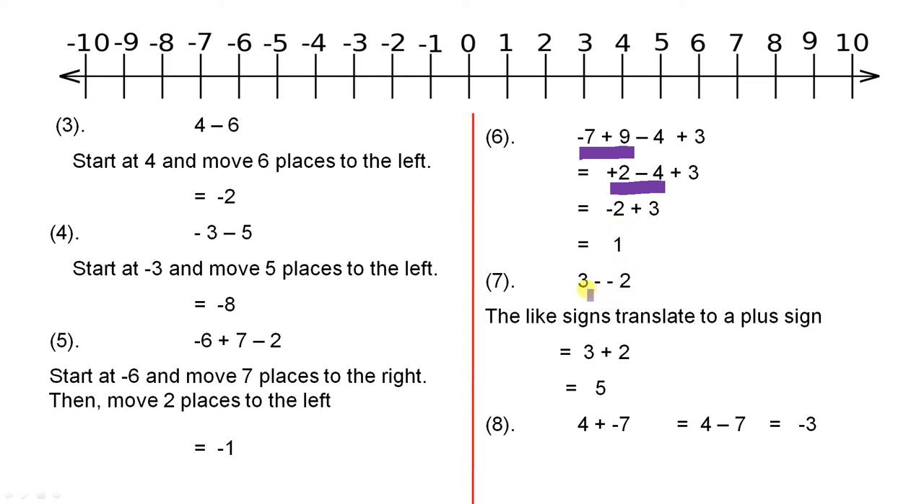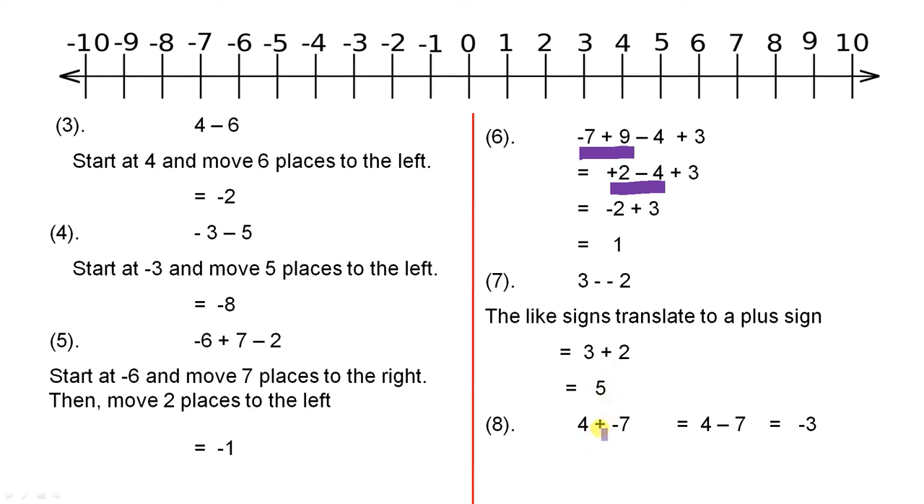Number 7, 3 minus minus 2. Now you would have been told that the like signs translate to a plus sign. When you have two signs that are alike next to each other, whether they're both pluses or they're both minus, they translate to a plus sign. So that's really 3 plus 2. So you start on 3, you move another 2 places to the right, and that's why you get 5.